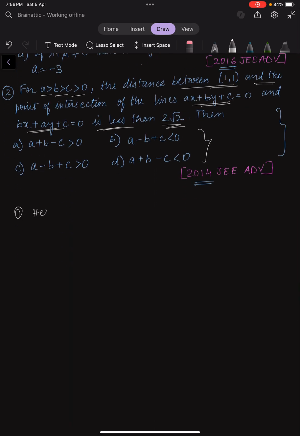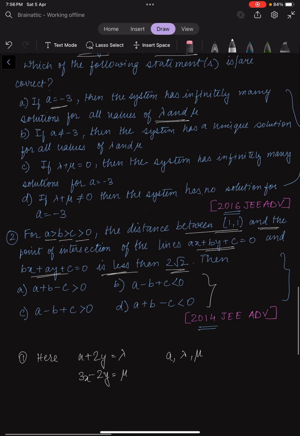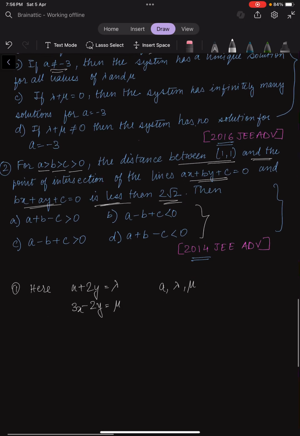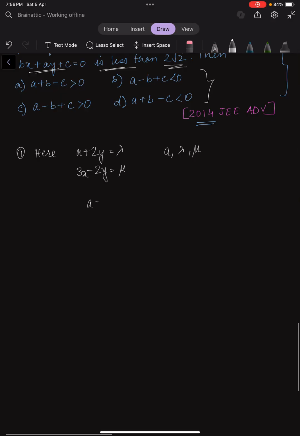Here, in the first problem, we are given that ax plus 2y is equal to lambda and 3x minus 2y is equal to mu. So basically I see that there are variables a, lambda and mu, and from the options I get the hint that I have to examine a for being equal to minus 3 and a not being equal to minus 3. Again, when a is equal to minus 3, I should take care of two options: one is lambda plus mu equal to 0 and lambda plus mu not equal to 0.